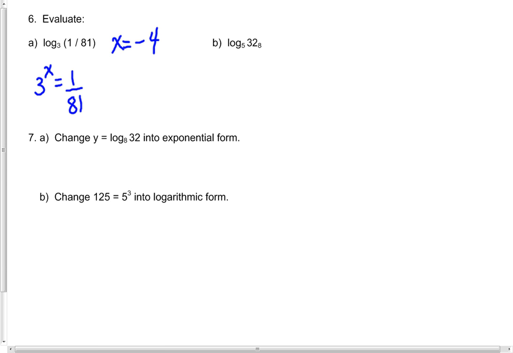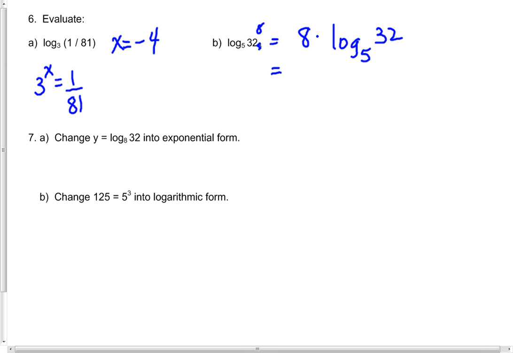Log base 5 of 32 to the 8. My rule of logs is that if I have a power, I can bring the exponent down. So that would be 8 times log base 5 of 32.